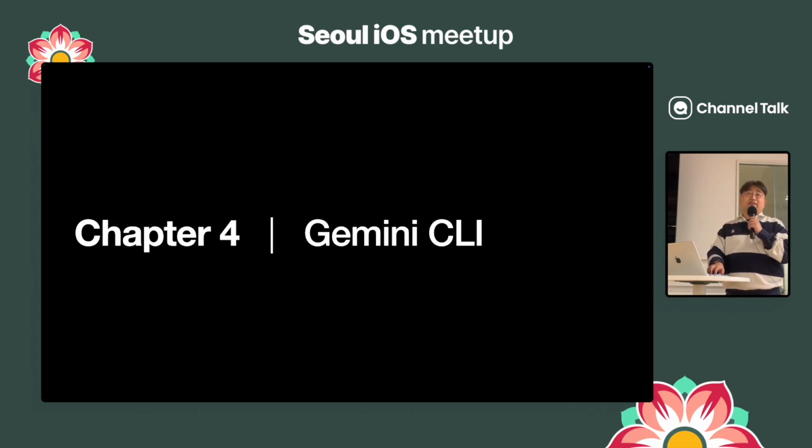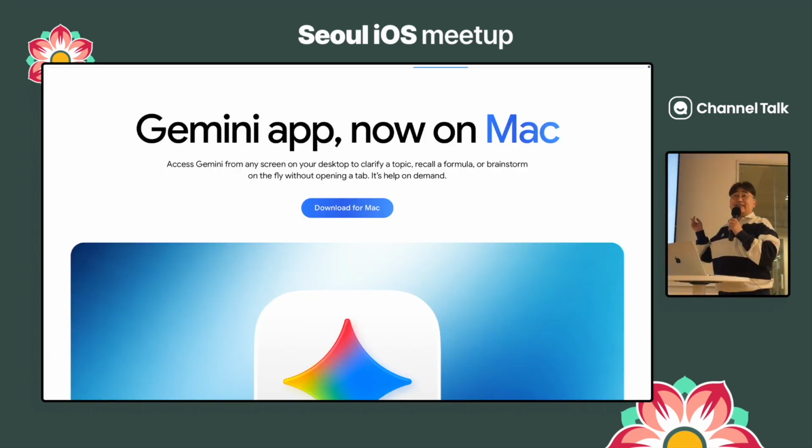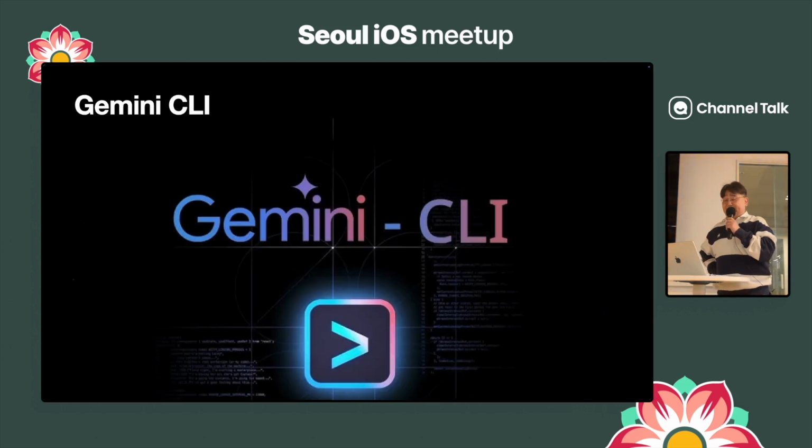There is Gemini CLI. As you know, Google has a good tool called Anti-Gravity. And today, Google released the Gemini app for Mac. But today's topic is Gemini CLI. We will look at Gemini CLI. This works in the terminal like Copilot CLI and Claude Code.